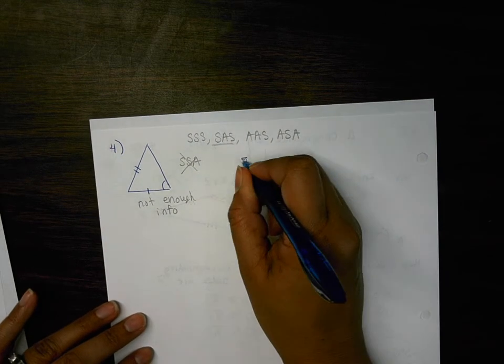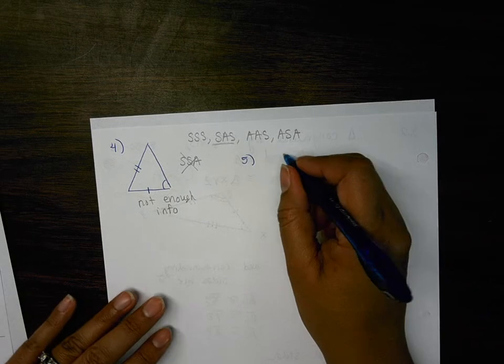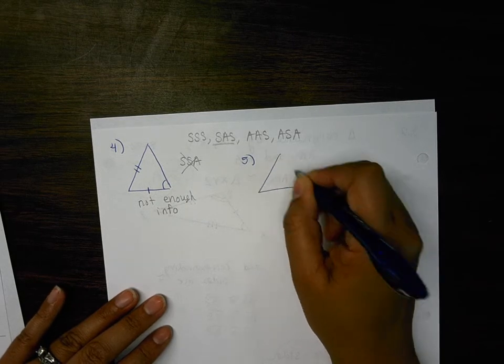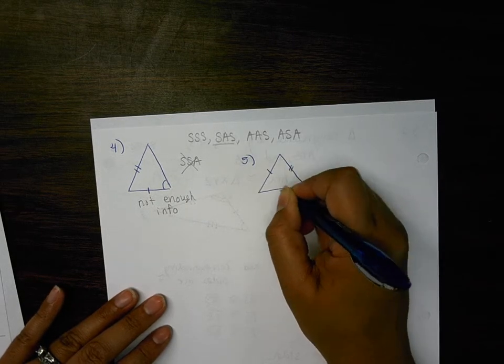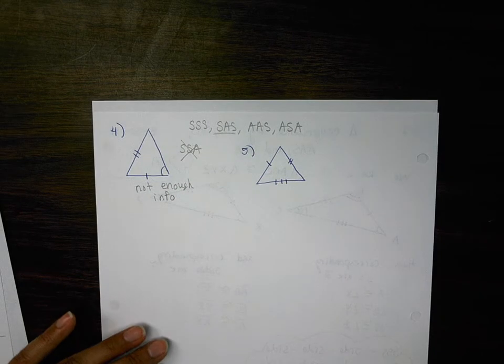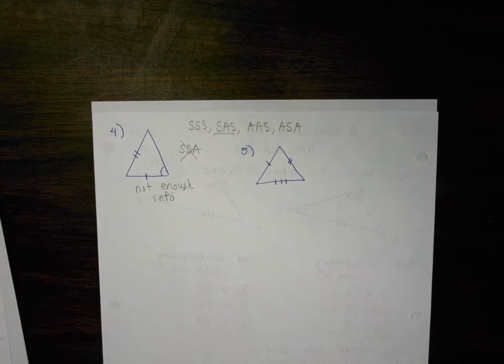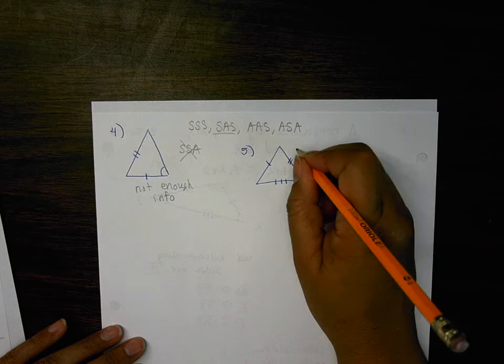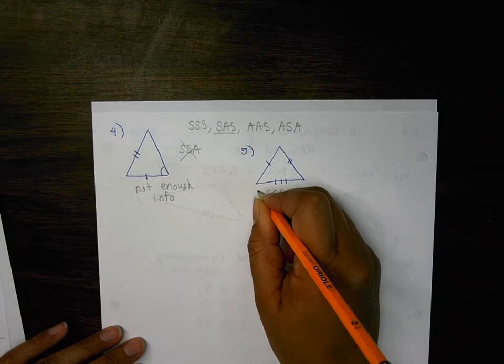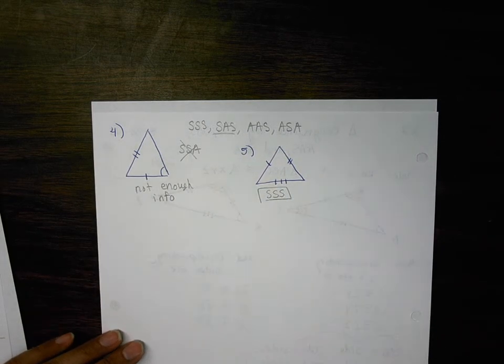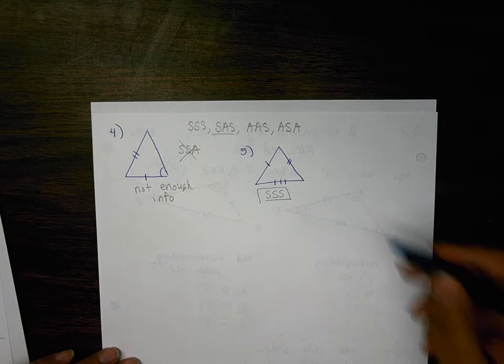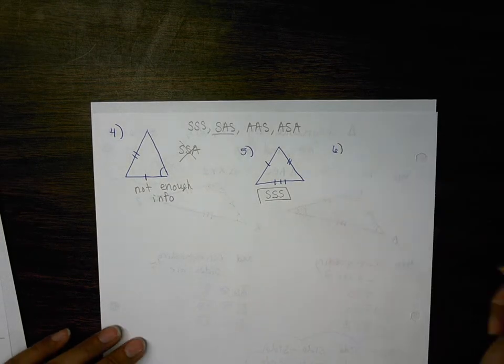All right, number 5. What is this? Side, side, side. Does everybody agree? There's no angle markings. They're all sides. SSS. All right, number 6.